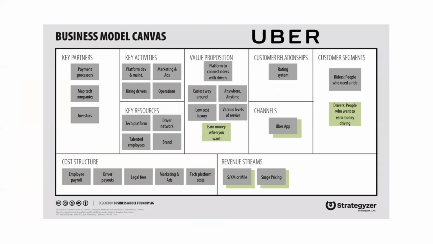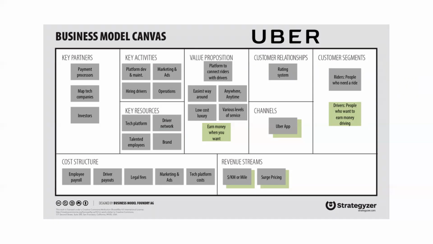This is an example where you can see how Uber is formed, the revenue streams that they have, the cost structure, the channels, how they sell, the customer segments. For example, the cost structure is the employee payroll, the driver payouts, the legal fees, marketing and ads, and the tech platform cost. Maybe for them, physical location is not important. If you have a restaurant, a lot of the cost structure has to do with the employees and the location where you sell. And then the key partners for Uber are investors, map tech companies, and payment processors.